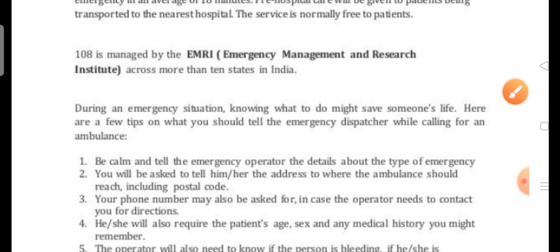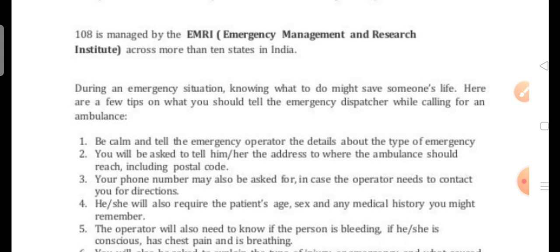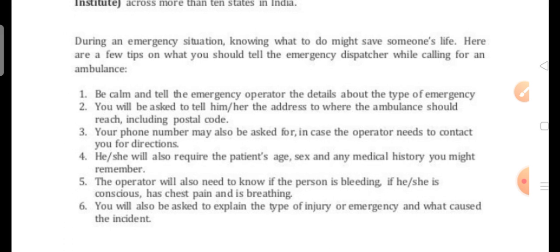108 is managed by the EMRI. EMRI is nothing but the Emergency Management and Research Institute, across more than 10 states in India. If you observe the back or the side of the ambulance, you may see EMRI. If you haven't observed it, try to observe it; you have to check it on the 108 ambulance.